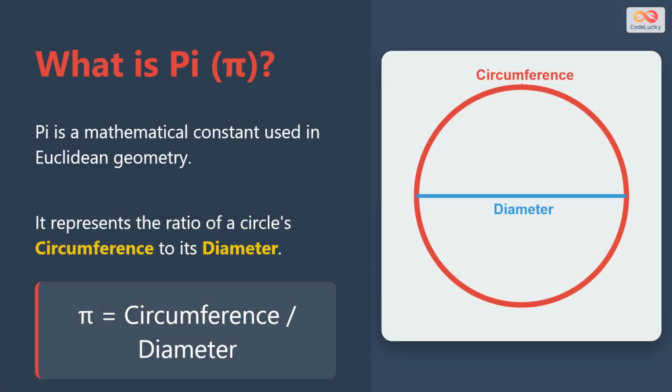In simple terms, pi is a ratio found in every perfect circle. It is defined as the circumference, which is the distance around the circle, divided by the diameter, which is the distance across the circle through the center. No matter how big or small the circle is, this ratio is always the same.